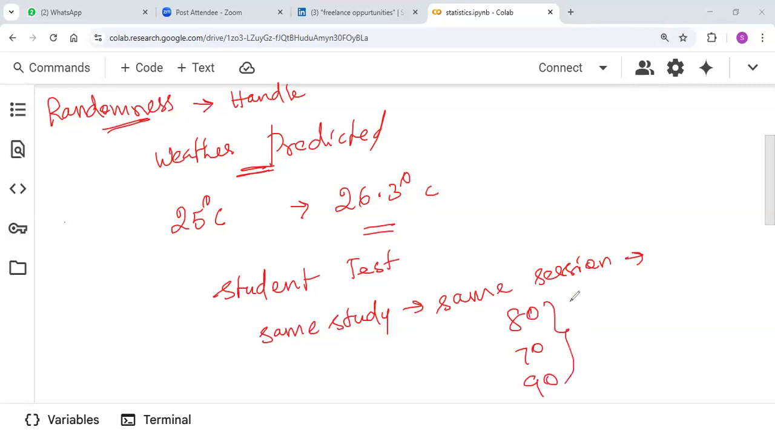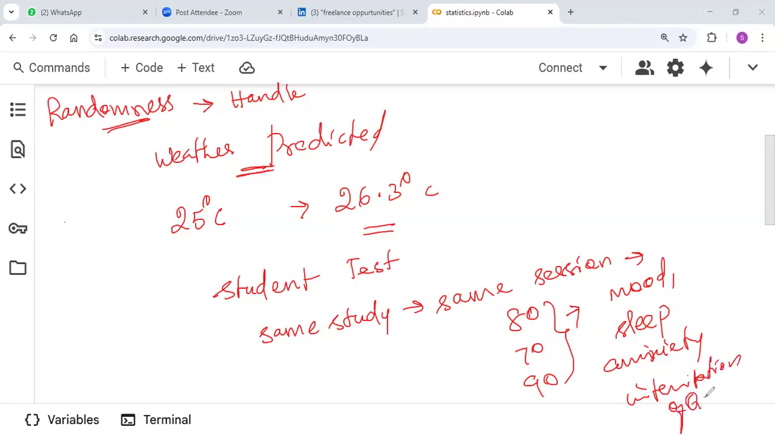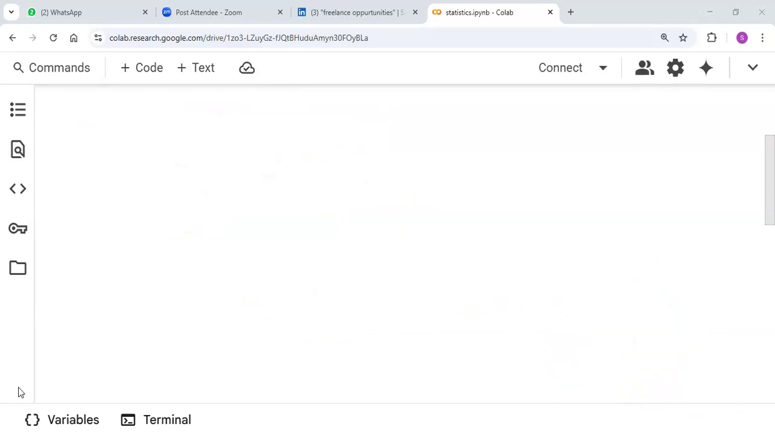These variations depend on their mood, sleep, or anxiety, interpretation of the question paper, and various other factors. These variations are going to be in this data, guys. Sometimes these variations might go to extremes, but it is not an error, and you need to handle it. You need to understand these variations and handle them, guys.